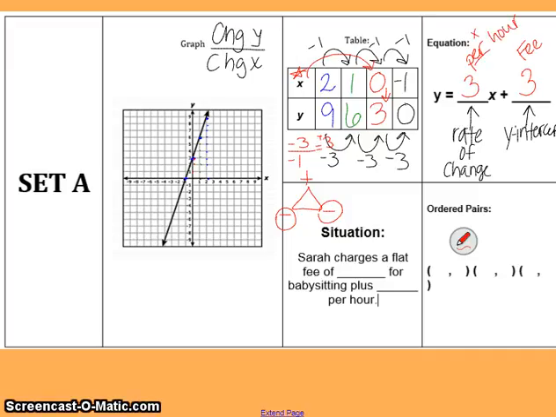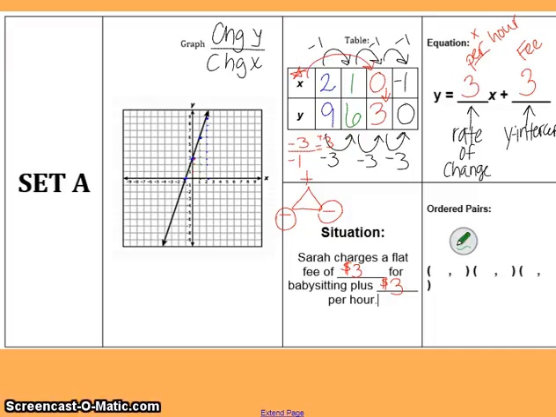So in my word problem, it's going to say Sarah charges a flat fee of $3 for babysitting plus an additional $3 per hour. Now I need my ordered pairs, but if you look in our table, we already have our ordered pairs there, so all I have to do is write them out.